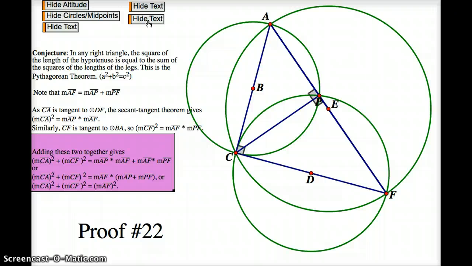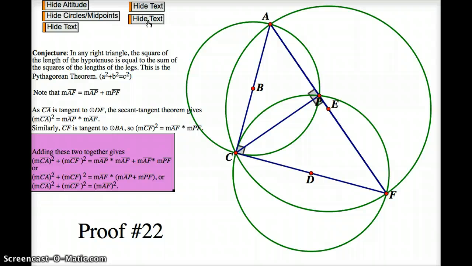Now notice on the right-hand side, the measure of AF is a factor twice, so we can factor that out using our distributive property. And the right side becomes AF times the sum of AP plus PF. And we've already established that AP plus PF is equal to AF. So the right side becomes the measure of AF squared.